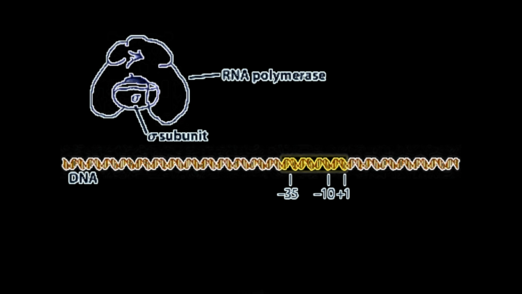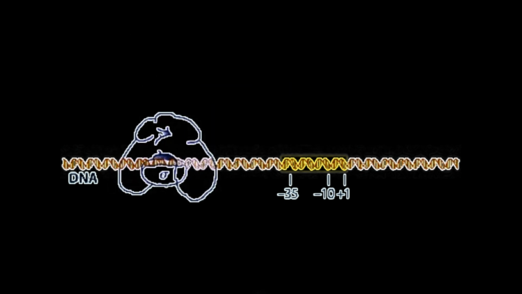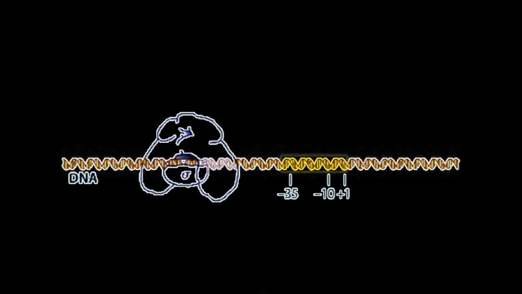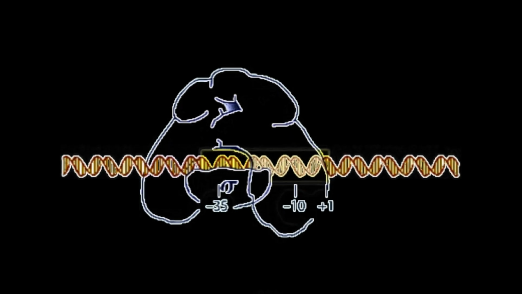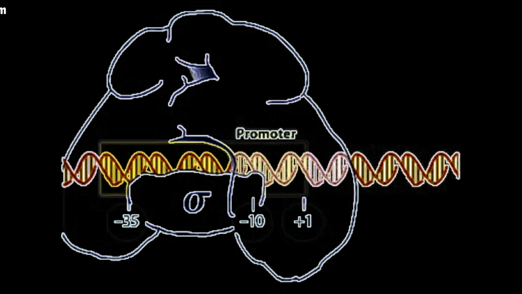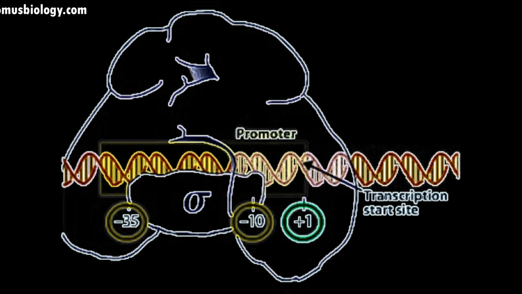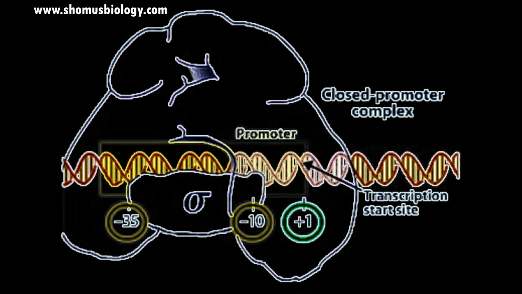RNA polymerase initially binds non-specifically and then migrates along the DNA until the sigma subunit binds specifically to the region within a gene's promoter called the -35 and -10 promoter elements. The numbers describe the nucleotide position relative to the start of transcription. It is noted with +1. The initial binding between the polymerase and the promoter is referred to as a closed promoter complex because DNA is not unwound.